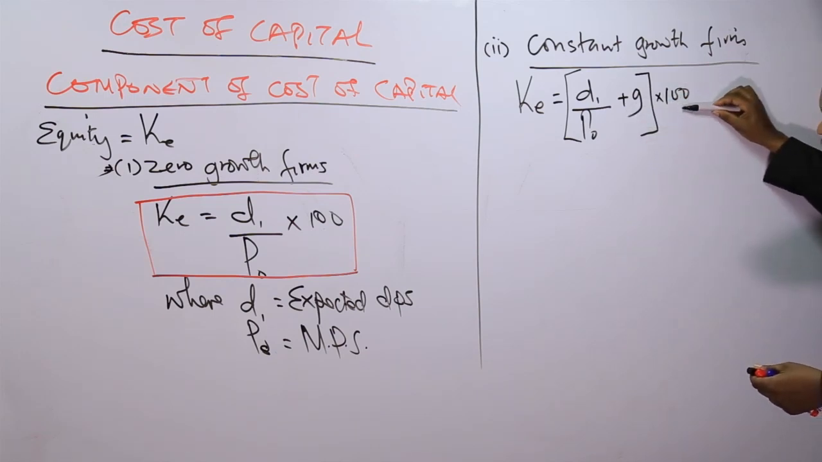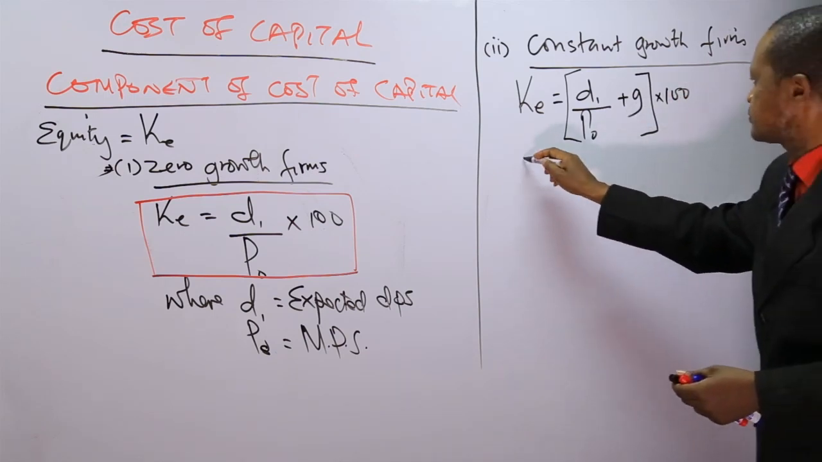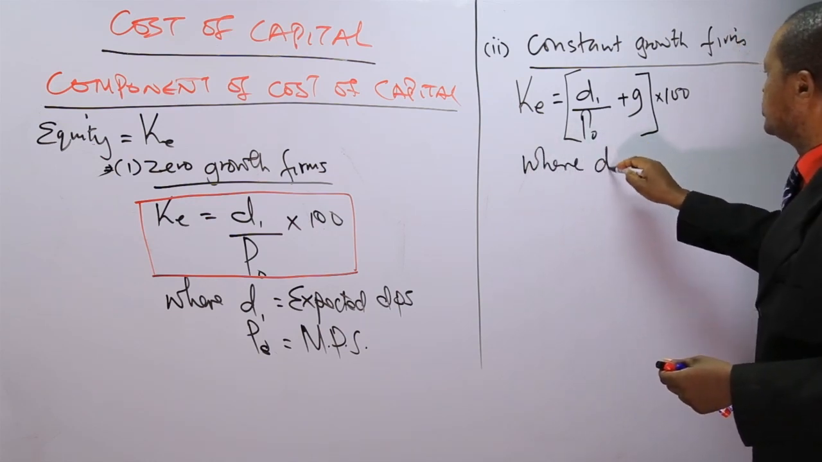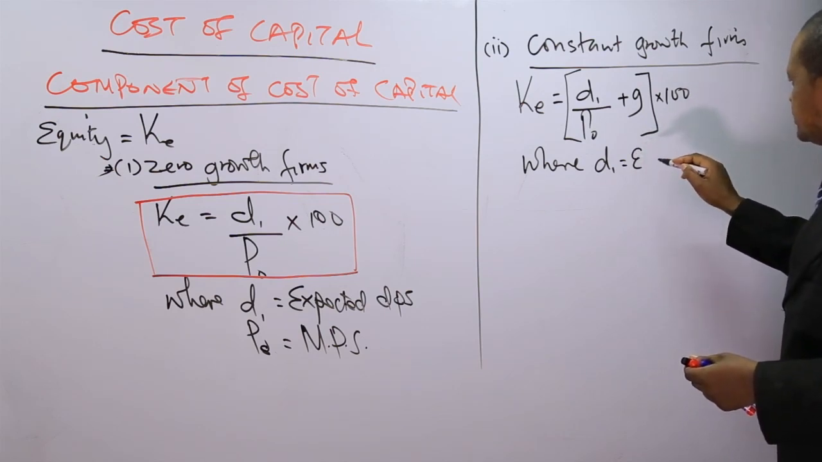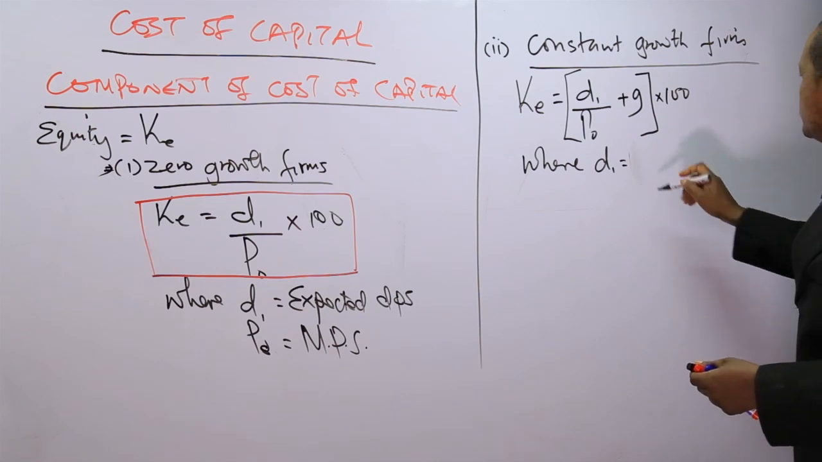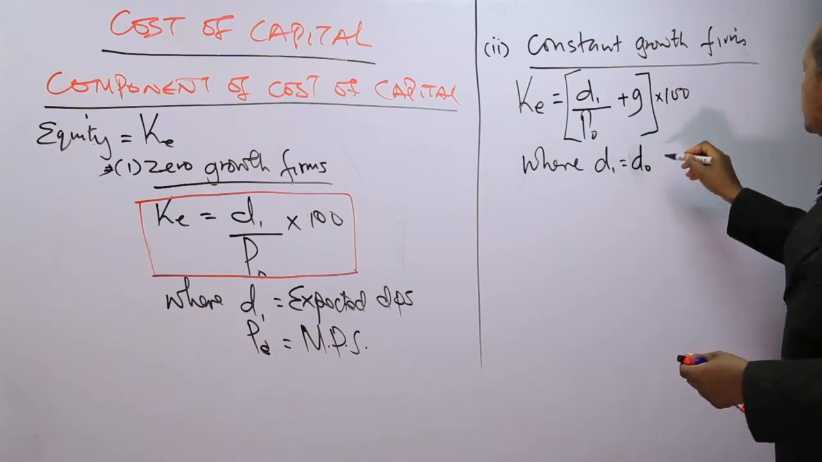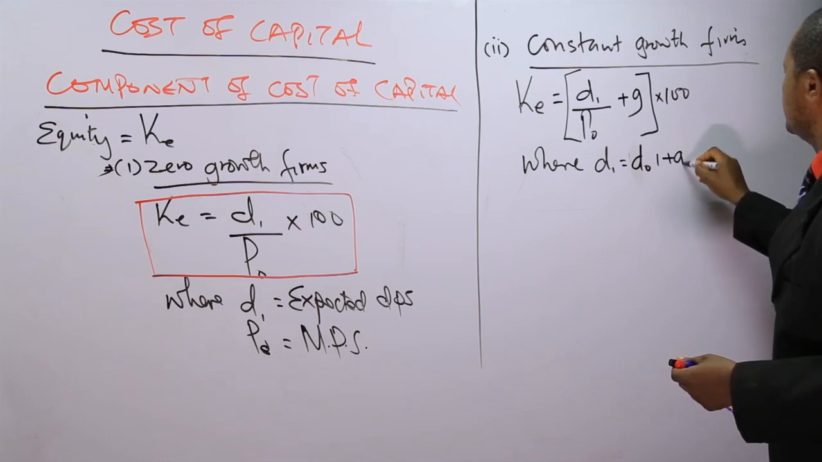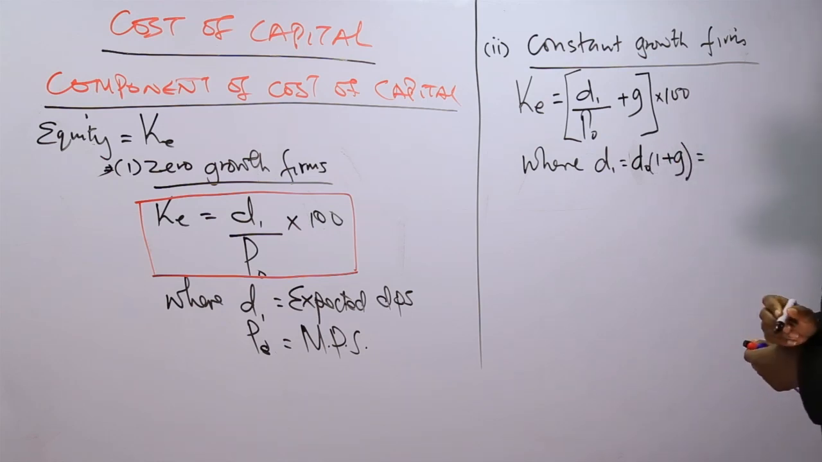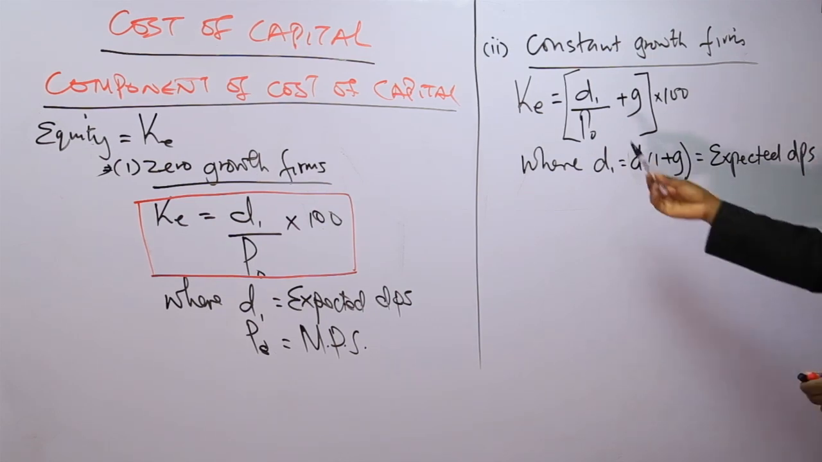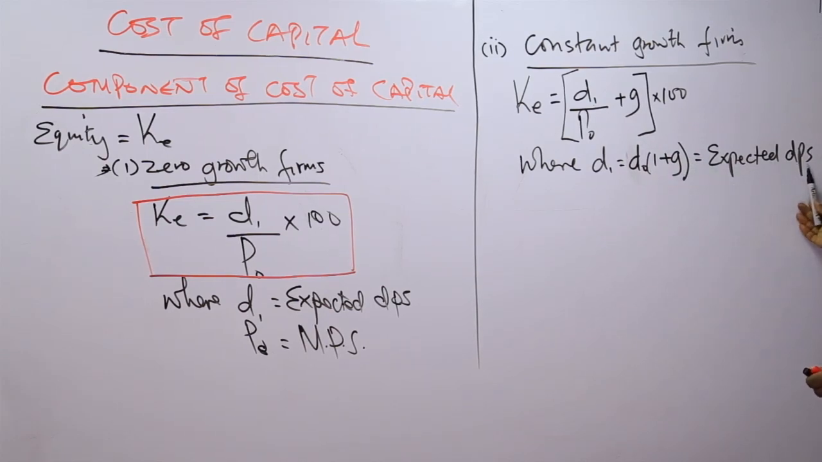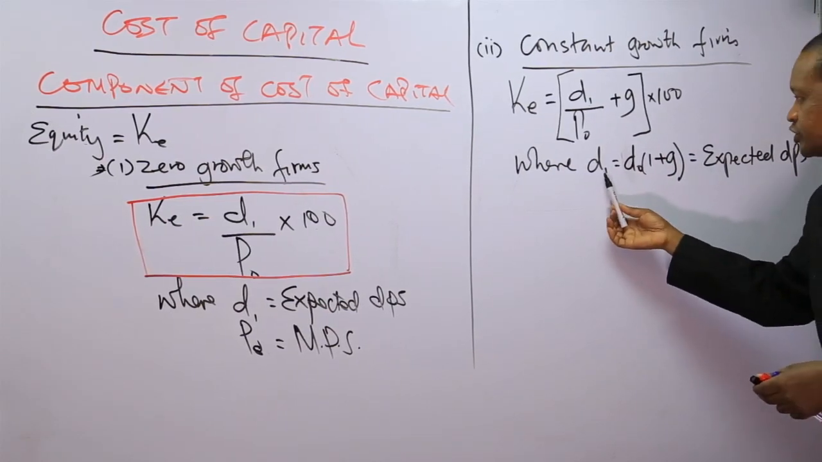Convert that into percent, where D1 is equal to the expected dividend, which may also be equal to D naught times 1 plus G, which we are saying is equal to the expected dividend per share. All right? D1 is the expected dividend per share.